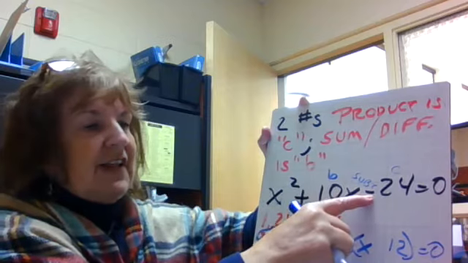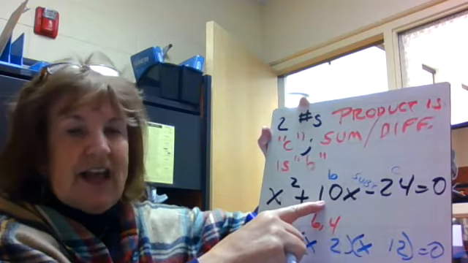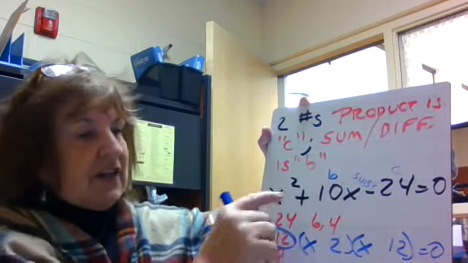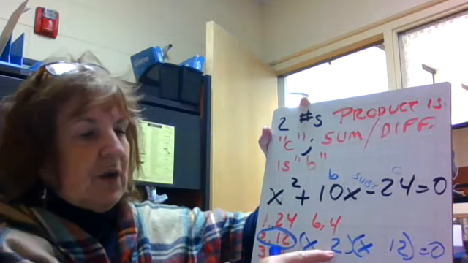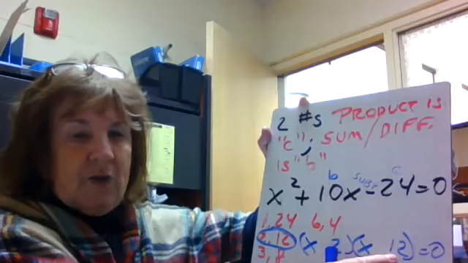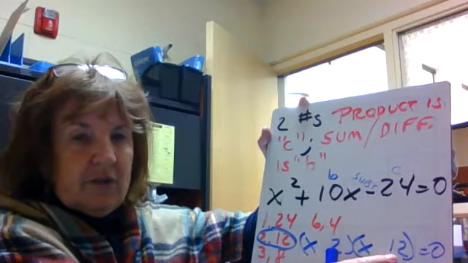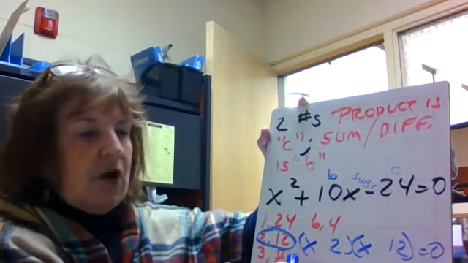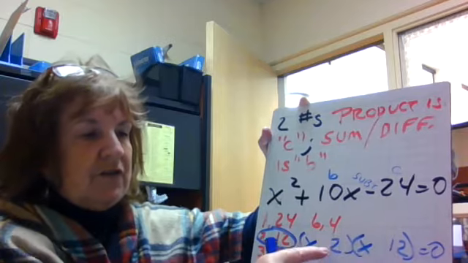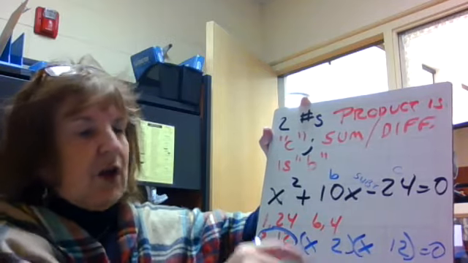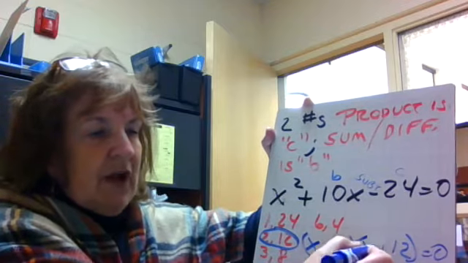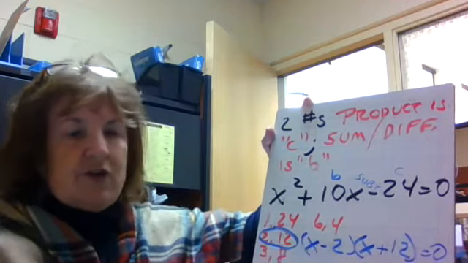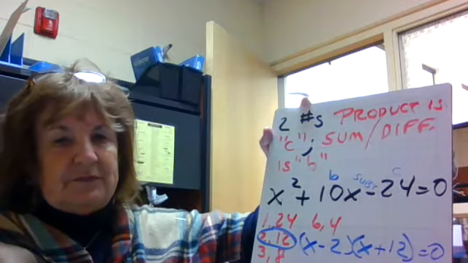So if I say that I want to subtract them to get 10, and I want to get a positive 10, the question is, do I go 2 subtract 12? Will that give me a positive 10? Or do I need to go 12 subtract 2? Well, if I want to get a positive 10, I have to go 12 subtract 2. And there's my answer.